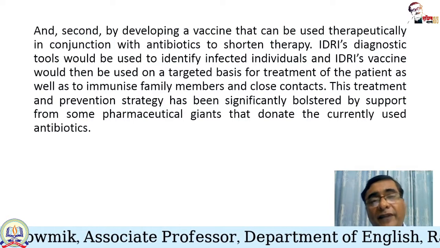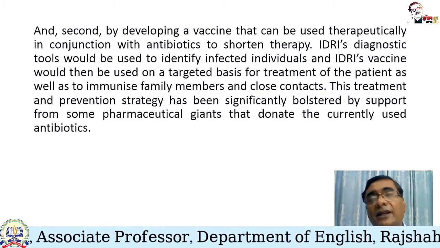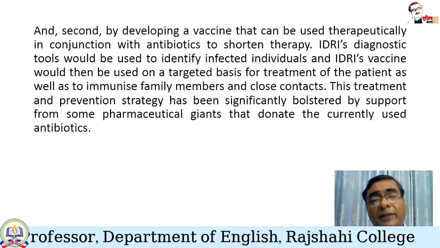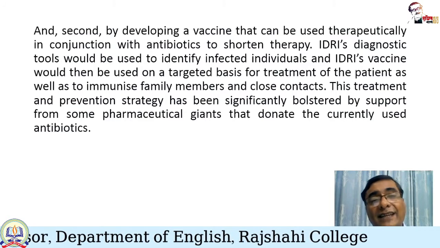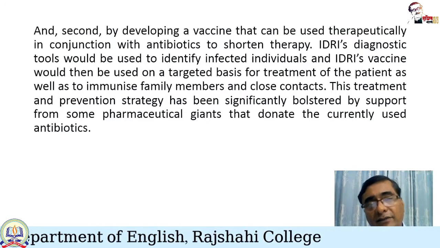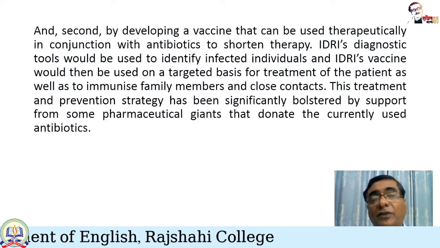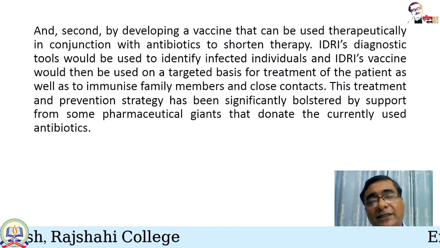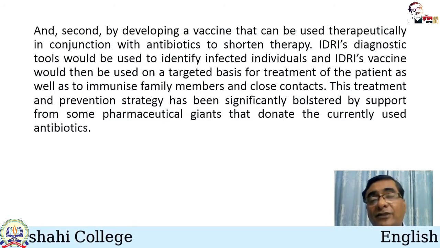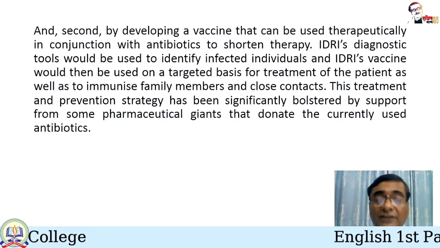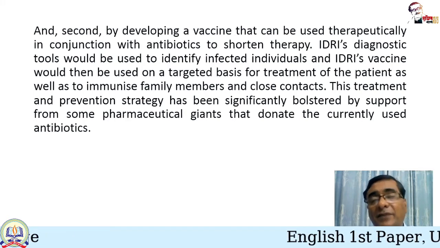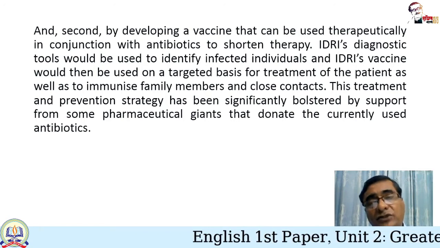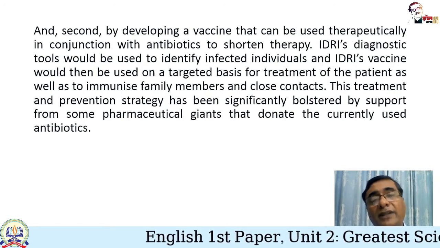Second, by developing a vaccine that can be used therapeutically in conjunction with antibiotics to shorten therapy. Now, this is the second way they are treating the leprosy patients. They have developed a vaccine, and this vaccine is used not only simply as a vaccine. You know, a vaccine is used so that a person doesn't become a victim of that disease. But sometimes the vaccine is used as a kind of therapy. And this vaccine of leprosy is used as a kind of therapy combined with antibiotics.